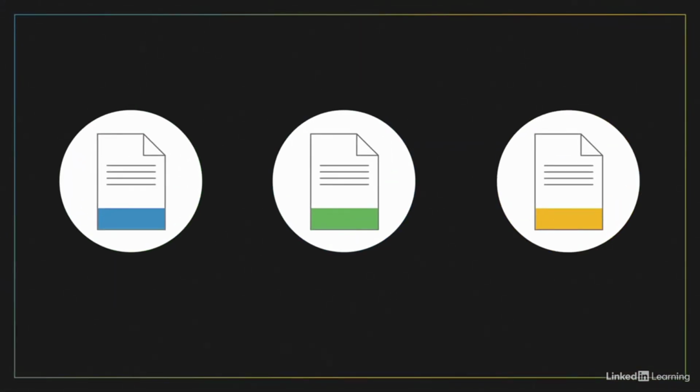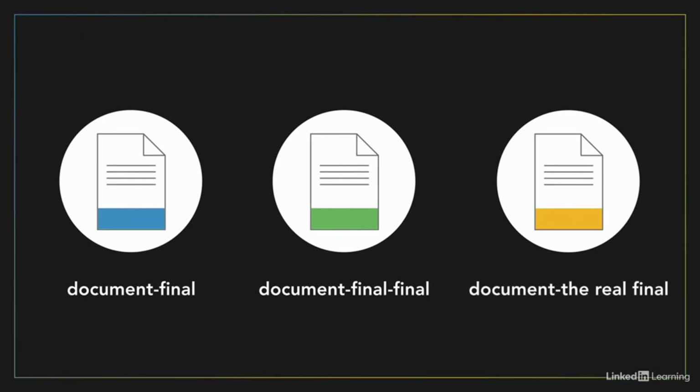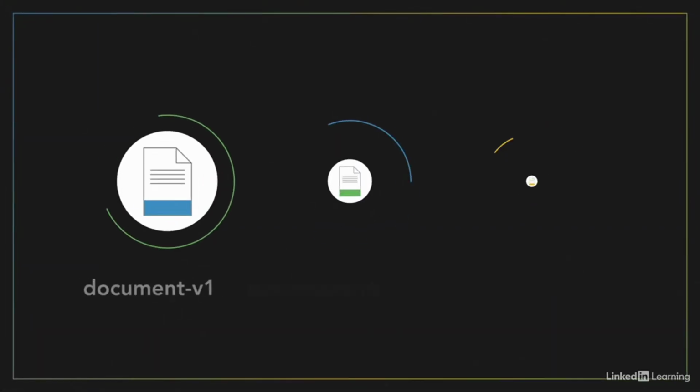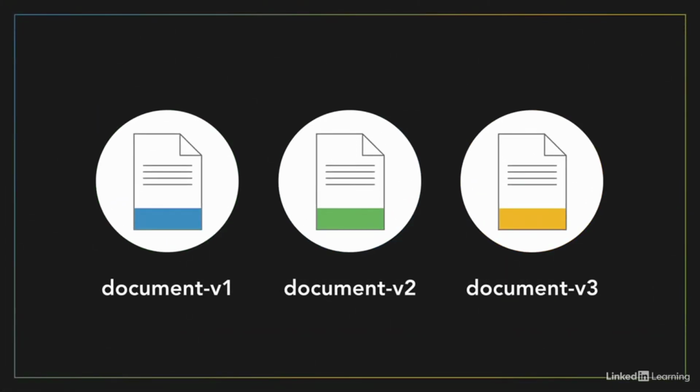If you've ever created a Microsoft Word document, you're probably familiar with versioning. Document final, document final, document the real final, and so forth, until you think you're done, but more changes are made. Maybe you've started to attach version numbers to the document as a result. You keep the earlier versions of your document just in case you need to go back to them, or in case someone decides that they like the earlier version better.